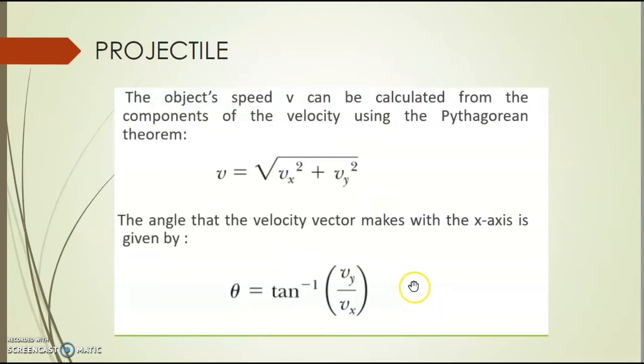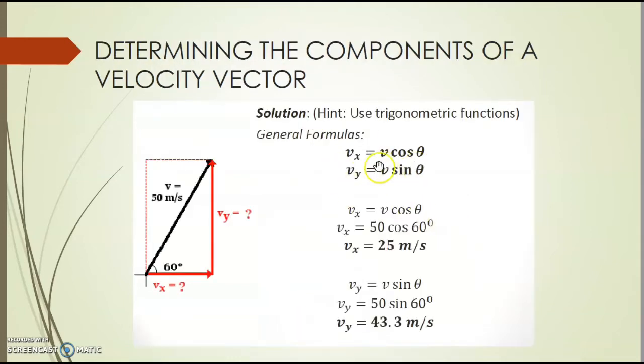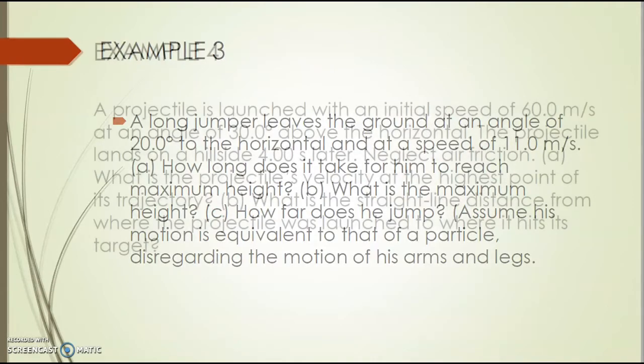Now, the speed of an object at an instant is calculated using the Pythagorean theorem. And for the angle, we have arctangent of Vy over Vx. Example. Consider a projectile launched with an initial velocity of 50 meters per second with an angle of 60 degrees above the horizontal. Determine the horizontal and vertical components of the initial velocity. So Vx is equal to V cos theta, 50 cos 60, we have 25 meters per second, and for Vy, we have 50 sine 60, or 43.3 meters per second.